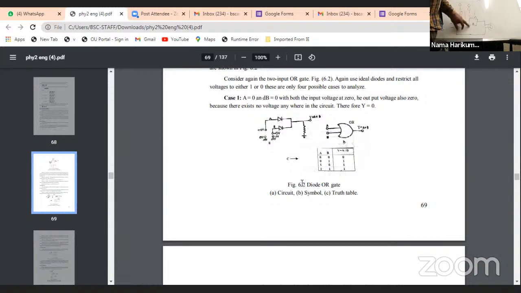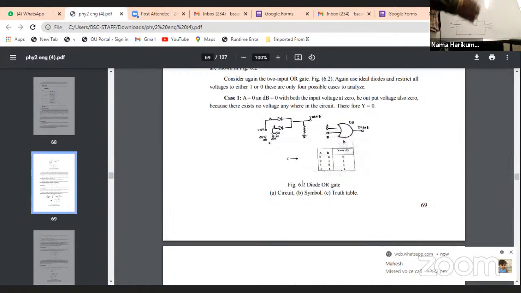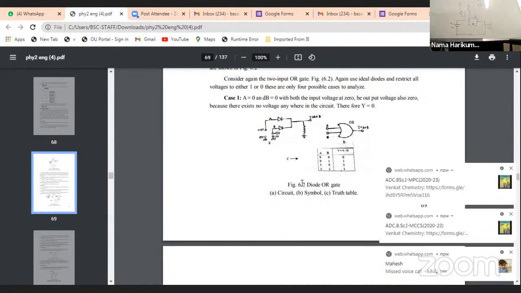So both are open means the input is 0, 0. Both are open means the positive value is disconnected from our LED bulb. That's why the bulb is not glowing, so the value is 0. Next, the A terminal we have to connect to the bulb, and the B terminal is open.